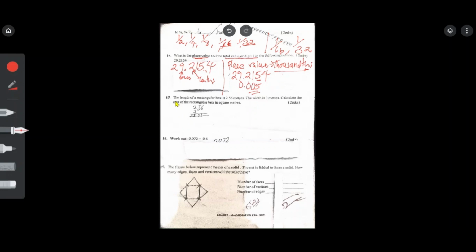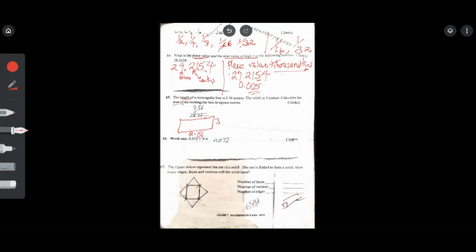Right. We have the next one here. The length of a rectangular box is that one. Let me draw. It's good to have a figure here. You draw this rectangle. Don't worry about me not using a ruler here. A rectangle should have straight lines, but for illustration, here I have the length, the longest side. It is 2.56. Then the width is 3 meters.